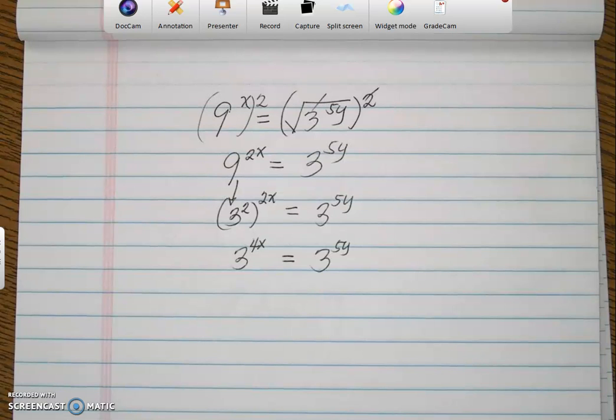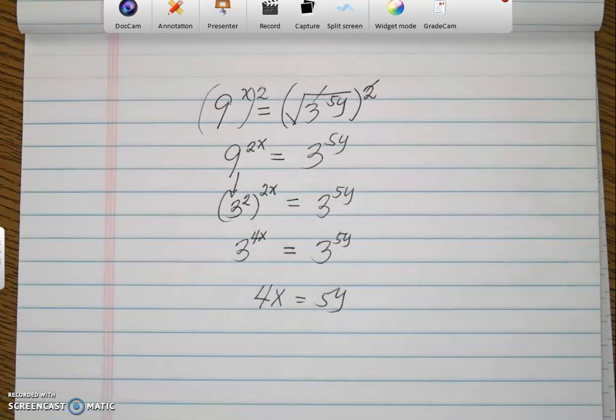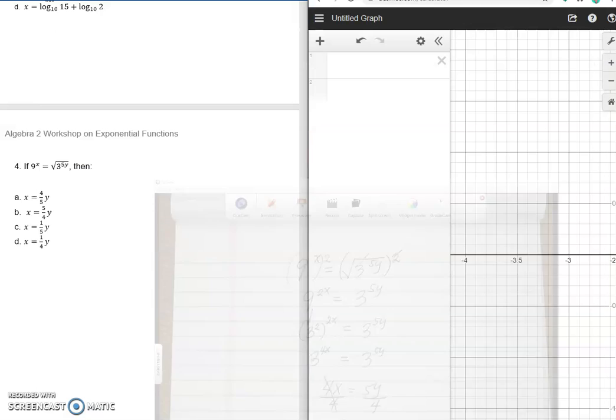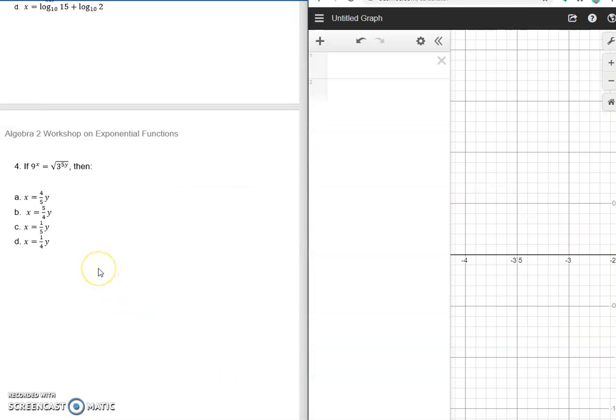And now that the bases are the same, we can now separate our exponents and solve for x. Divide both sides by 4 to isolate the x. And now our answer is x equals 5y over 4, which is letter B.